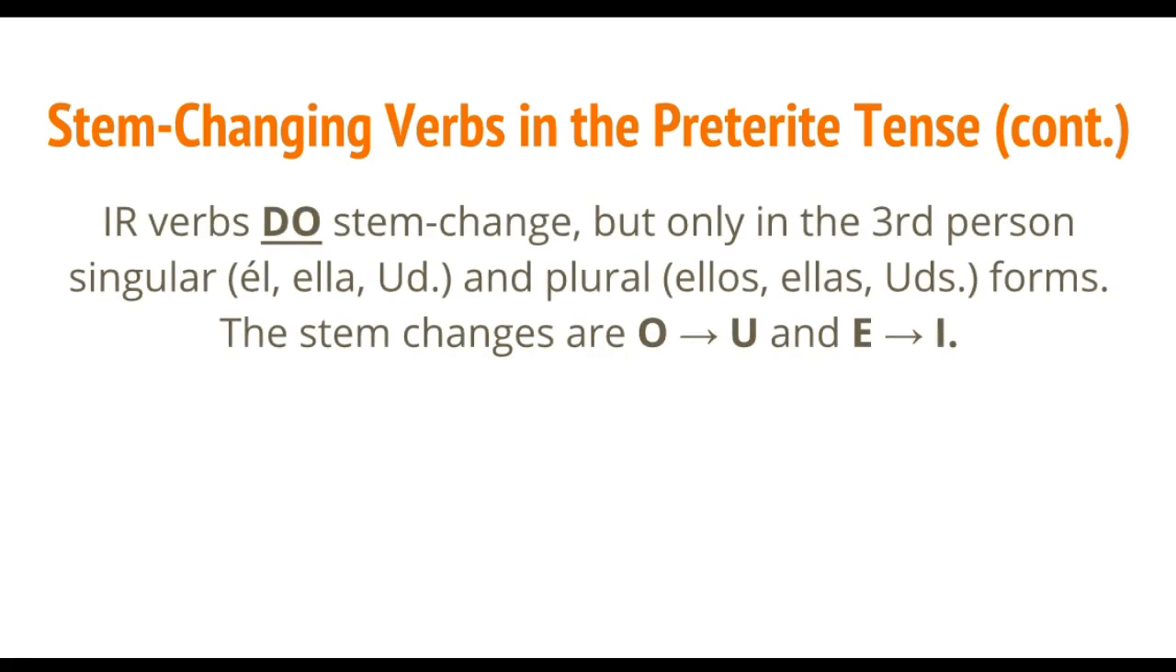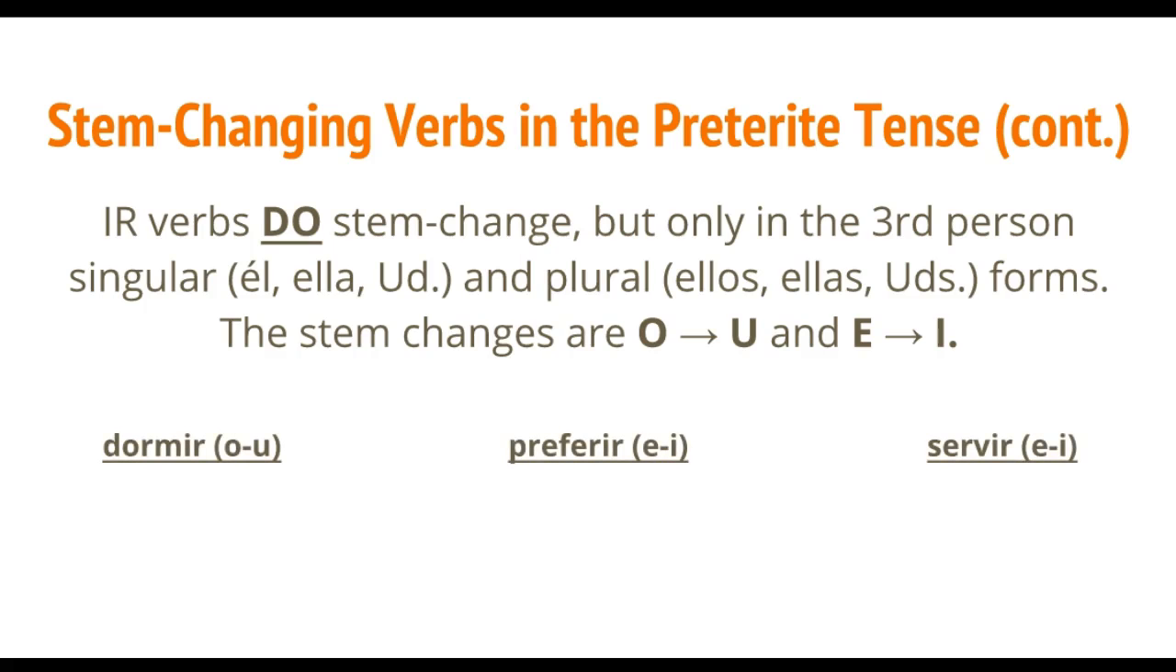Okay, when we're talking about IR verbs, they do stem change in the preterite tense, but they're only going to stem change in the third person forms. So in the singular forms, that would be the él, ella, usted form, and then on the plural, ellos, ellas, ustedes form. The next thing you need to know about IR verbs is that when they stem change, the only two stem changes they do are O to U or E to I. Let's look at a couple of IR verbs that stem change.